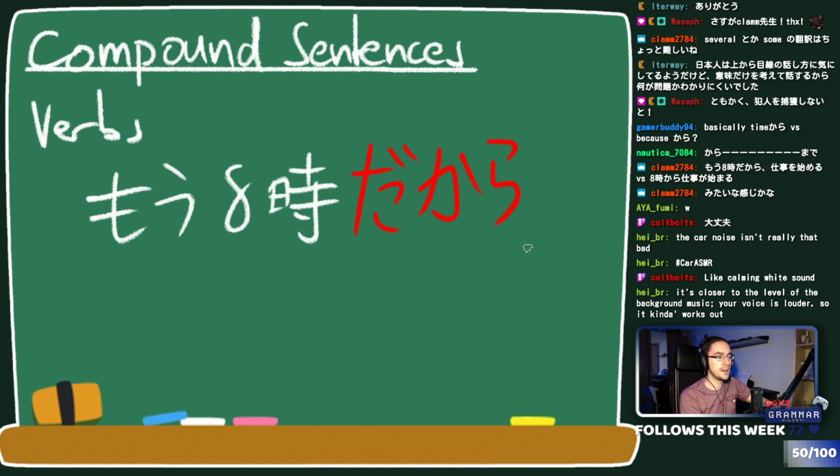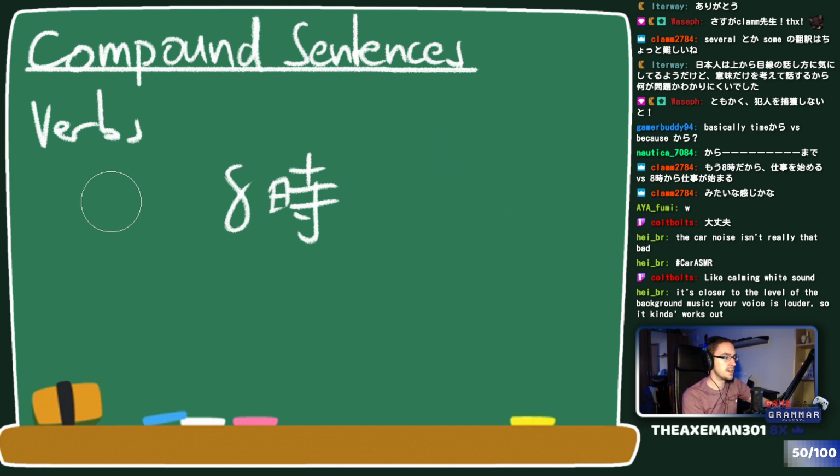And now if we add kara, because it is already 8. If we take away the mo, it wouldn't really make sense. Just to keep it simple, if we just had 8時から, that just means starting at 8. That's the difference between having dakara versus kara in this case. That's why it's so important that you differentiate. This would also be a completed clause. 8時だ. It's 8 o'clock.